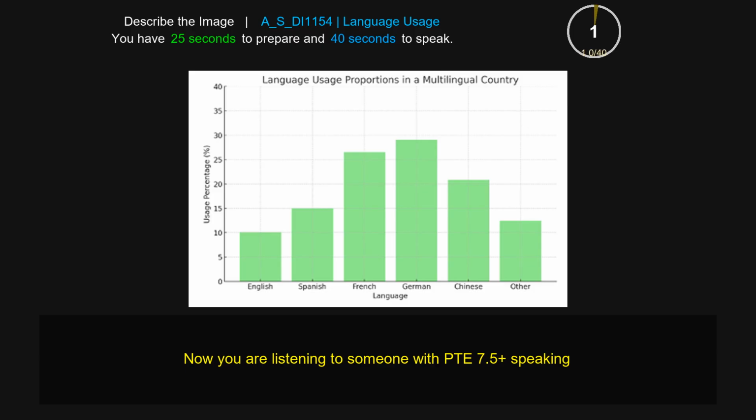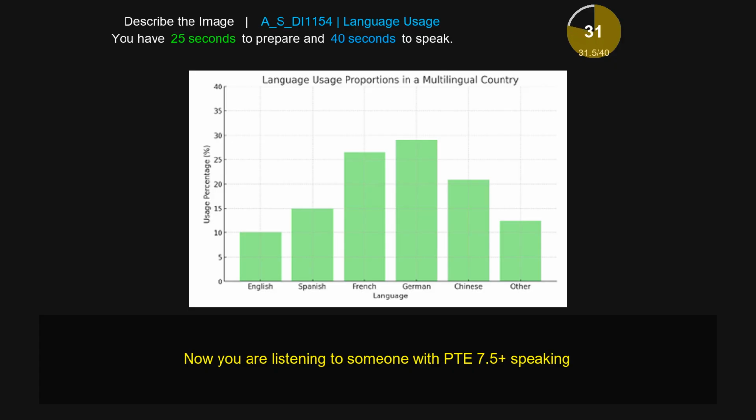The image provided is a bar chart that gives information about language use proportions in a multilingual country. Firstly, I can talk about x-axis, which represents several language names such as English, Spanish, French, German, Chinese, and others. In addition, I can talk about y-axis, which indicates several uses percentages such as 0, 5, 10, 15, 20, up to 40%. After analysis, I can compare the largest amount is Germany, which is 28%. Also, lowest amount is just 10% for English.